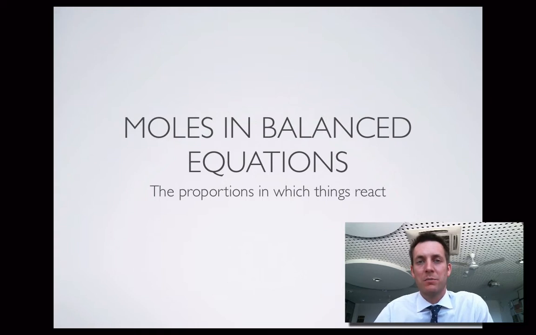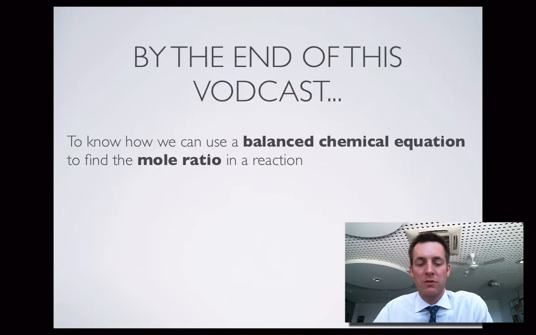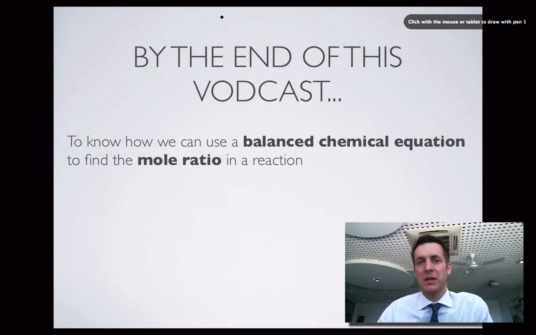This one is a kind of prelude to that, and it deals with how we can use balanced equations to find out about the amount of moles in chemical reactions, or the proportions, in other words, in which they react. So hopefully by the end of this film, you'll be able to look at a balanced equation and figure out a mole ratio from it. Quite simple. It's going to be a very short film, this one.